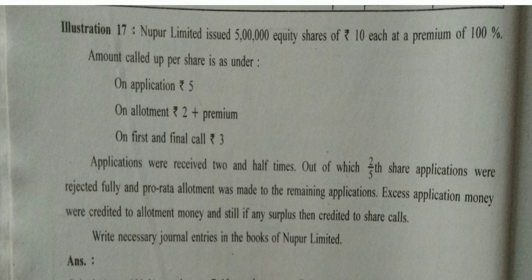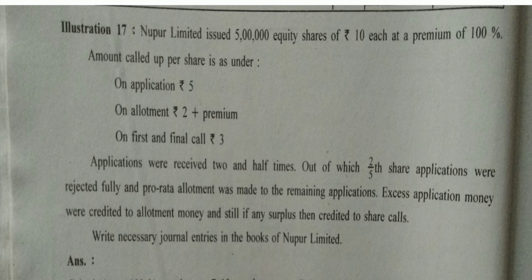So what is the general procedure in case of oversubscription that we have understood till now, except for illustration 15 and illustration 16? In each and every sum that I gave you in homework and the illustrations that we have done previously, what do we do? We reject those excess applications and the amount is returned to the share applicants.